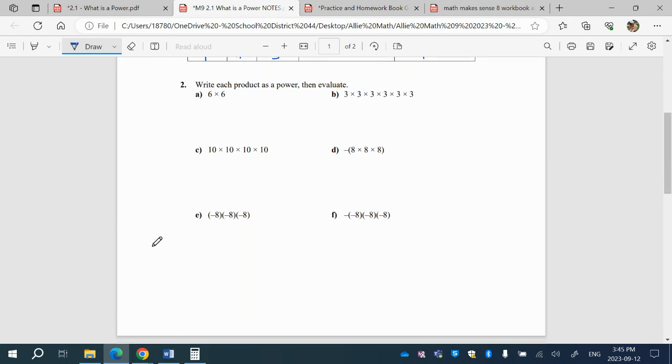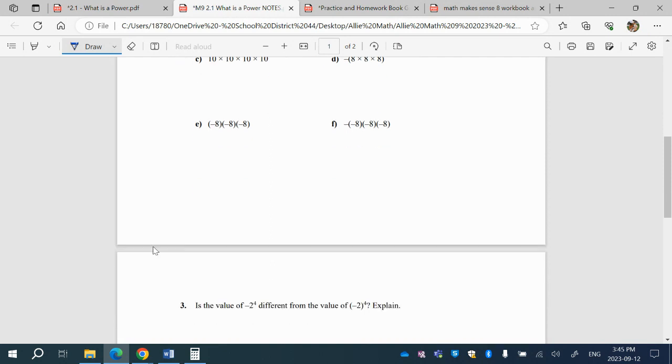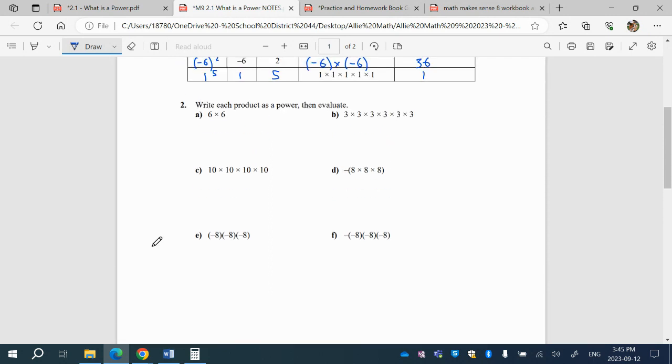Next, I'm going to get you folks to do this on your own as well. This wants you to write each product as a power and then evaluate or solve. So this one's 6 times 6, it's 6 to the power of 2. And if we solve it, 6 times 6, or 6 to the power of 2 is 36.